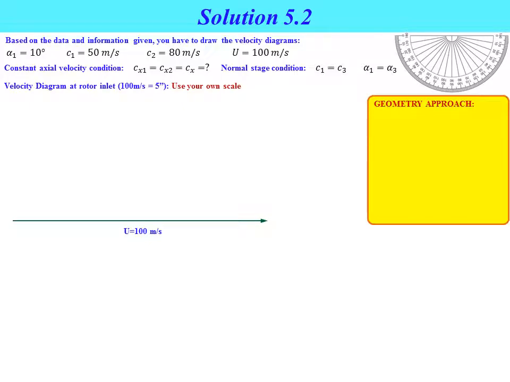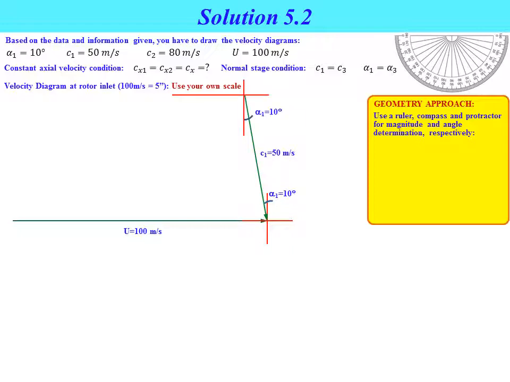By using the geometric approach, we need a ruler, compass, and protractor for magnitude and angle determination, respectively. Because we already know the value of alpha 1 and c1, we can easily draw the line for vector c1. From vector c1 we can determine the axial velocity value.